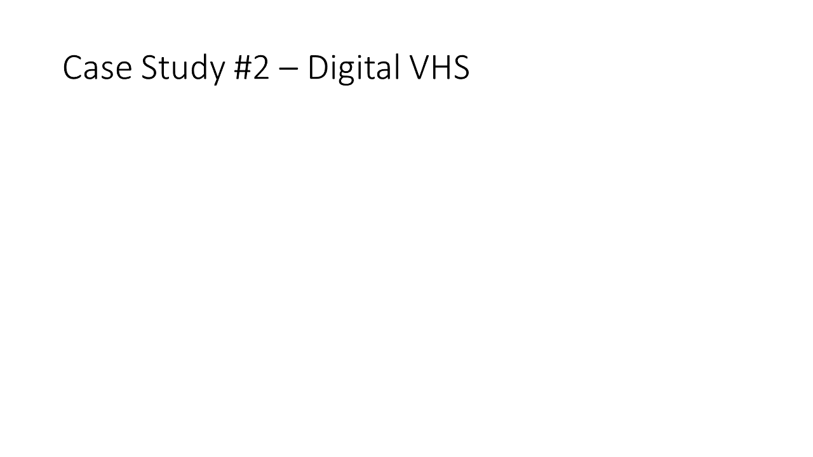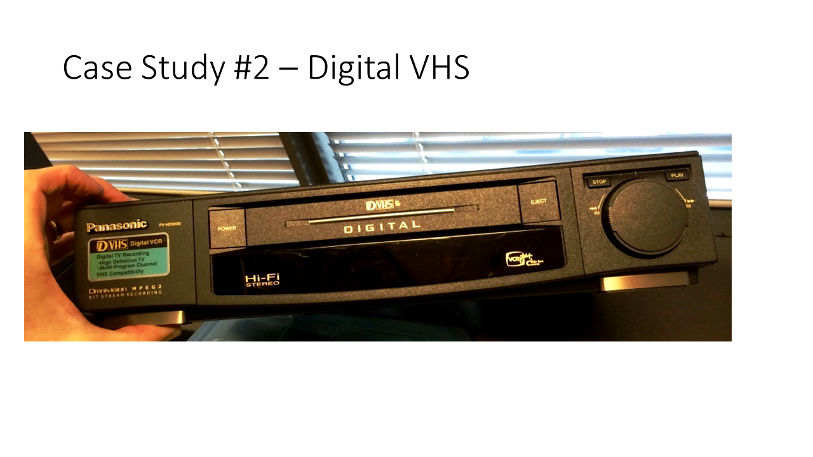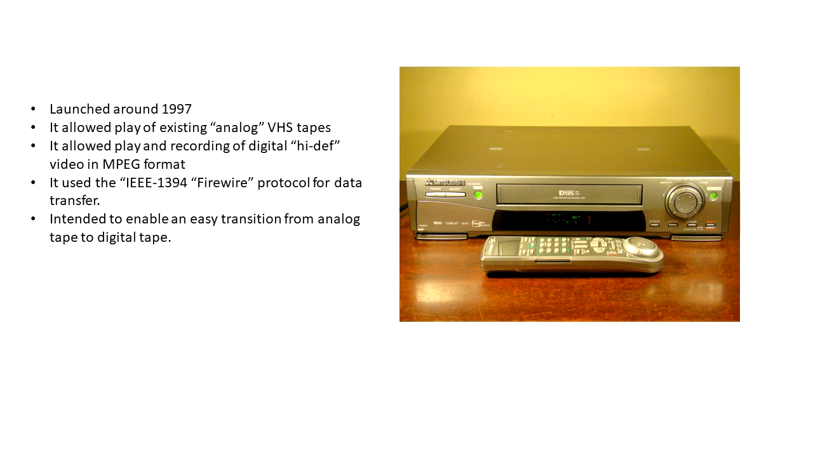So for our second case study, we're going to talk about digital VHS, which I'm guessing many of you have never heard of, and now you're going to learn why you never heard of it. The digital VHS, or DVHS system, was launched around 1997, and it was intended to be compatible with regular analog VHS tapes that were already in millions of households. So the idea was that all your old tapes would also work on this new machine, which used standard videotapes.